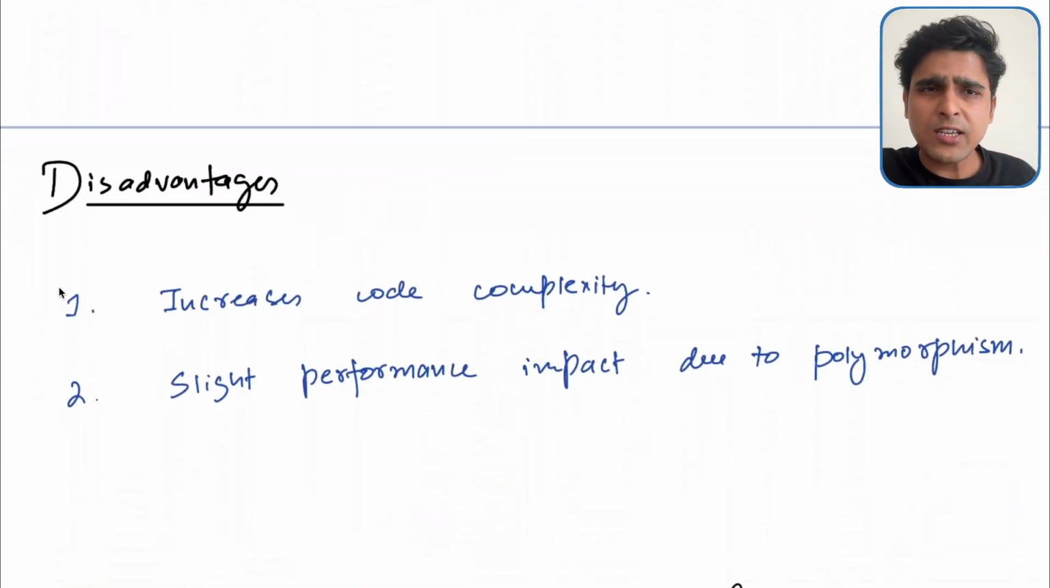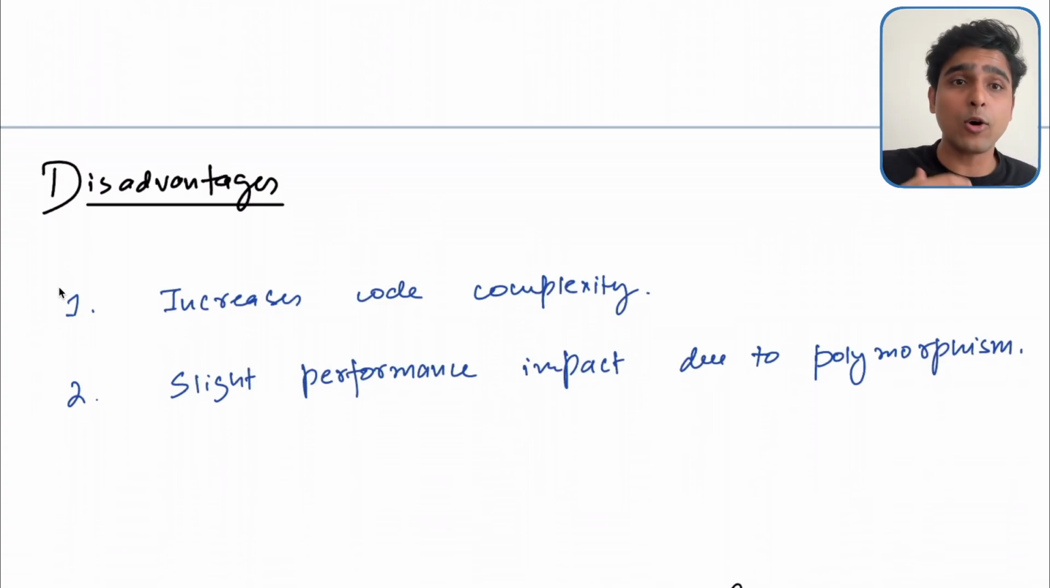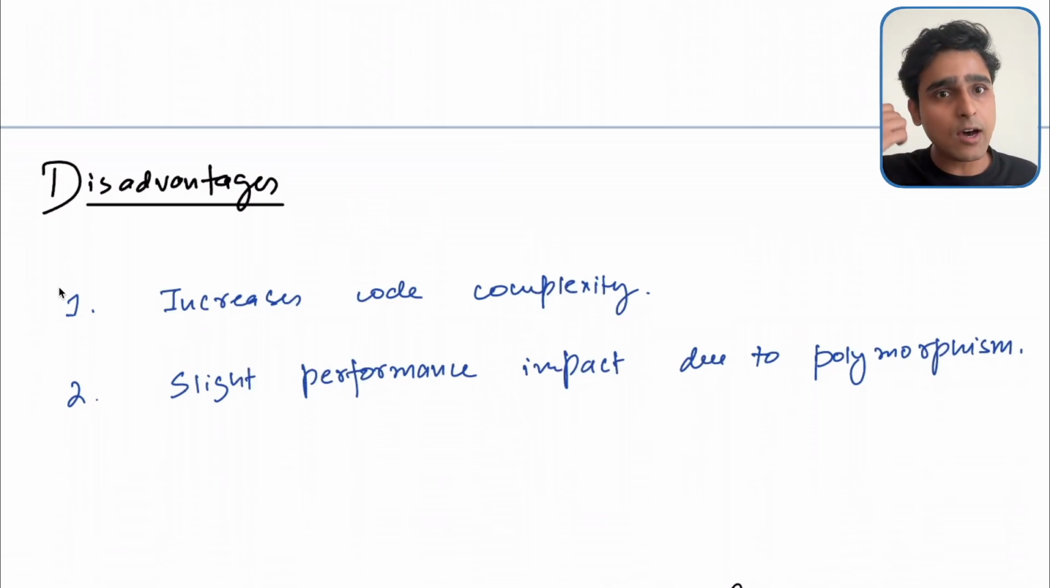Now the disadvantage, a very small disadvantage, is that it increases the code complexity. We have to create a lot of interfaces, a lot of abstraction is going on, and there is a slight performance impact also due to polymorphism, because at runtime the compiler has to determine which function to call based on the type. It might increase your latency, but in today's systems, the systems are very powerful, and this rarely impacts your performance.